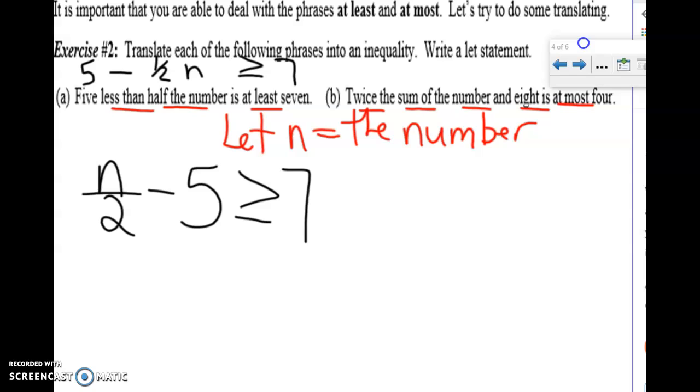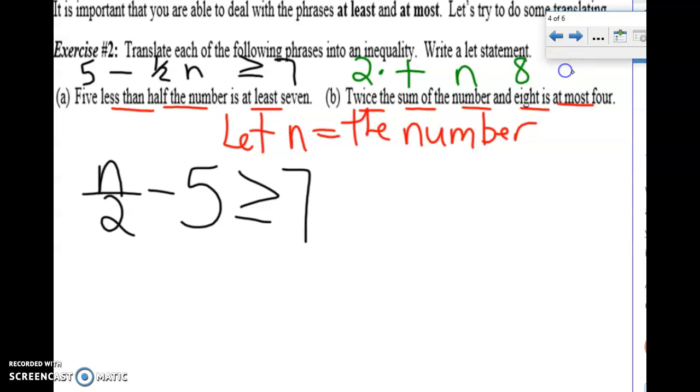Just a real quick, simple transition there. The other one, how about twice the sum? Let's do some annotating for this. We got twice for 2 times. Sum means to add. The number we're using is n and 8. At most, meaning no bigger than, so that's less than or equal to. That thing just is getting in my way this morning.